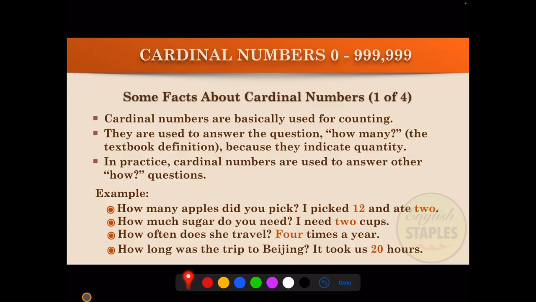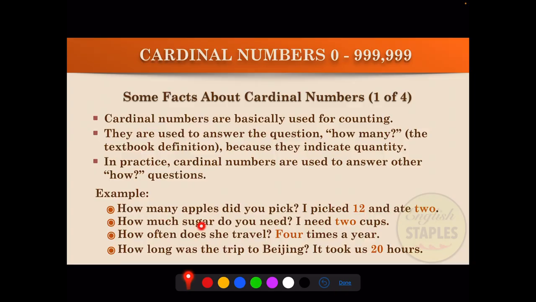Some facts about cardinal numbers. Cardinal numbers are basically used for counting. They are used to answer the question, how many? Because they indicate quantity. In practice, cardinal numbers are used to answer other how questions. For example, how many apples did you pick? The response, I picked 12 and ate 2.